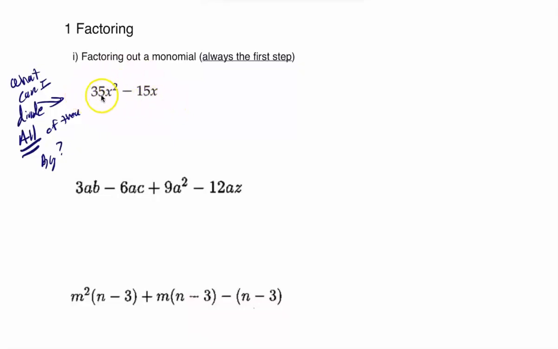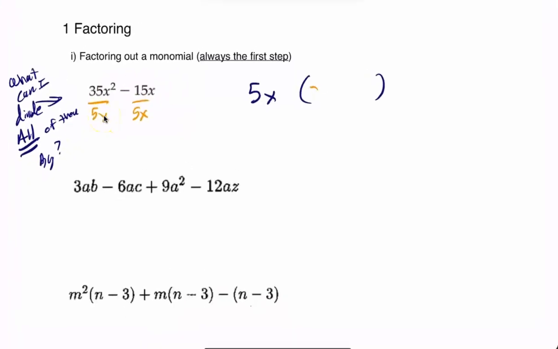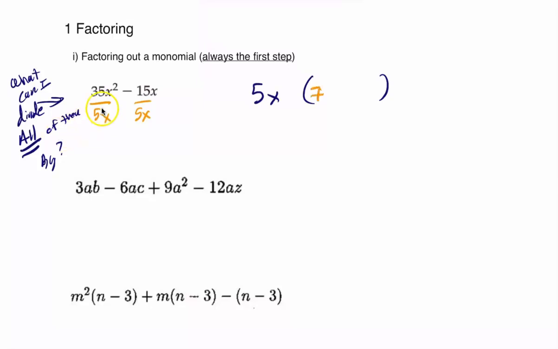In this case, I would say they're both divisible by 5, and they both have an x. So we're going to get that 5x and put it on the outside. And then all we do is divide each of them by the 5x. So 35 divided by 5 is 7. x squared divided by x is x. Minus 15 divided by 5 is 3, and the x's cancel out.